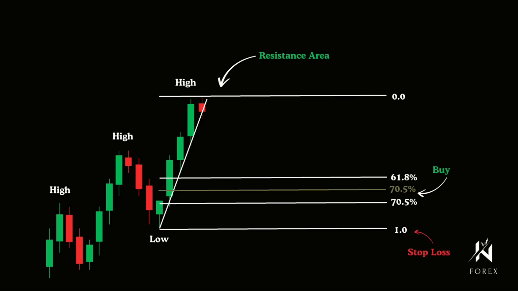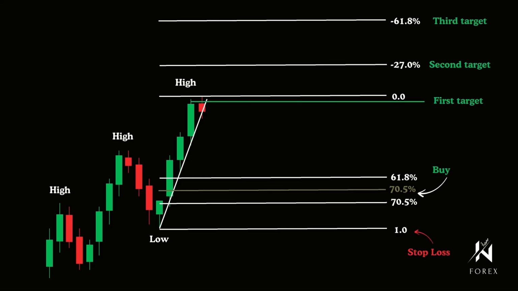The final phase is trade management and target selection. Since price is likely to react to this next structure zone, we'll set our first target just before that area, potentially at the close of the highest bullish candle. For additional targets, we aim for the -27% and -61.8% Fibonacci extension levels as our second and third profit-taking zones. Now let's quickly go over this model again using a bearish example.